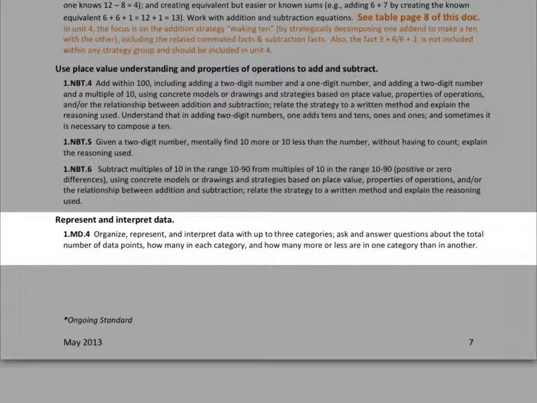The standard 1MD4 calls for students to organize, represent, and interpret data in up to 3 categories. At first glance, it might seem like this standard addresses a topic that requires direct instruction, but let's take a look at some sample work from a classroom in which the students were given the opportunity to be creative and develop their own ideas about data displays initially.